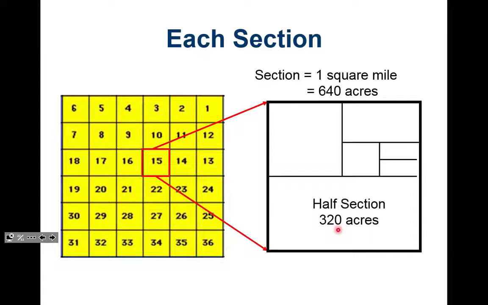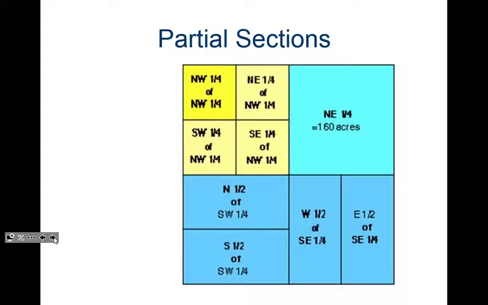You can have a half section, which would be 320 acres, a quarter section. You can break up a quarter into a couple different ways. These partial sections, so notice we are looking at the southeast quarter, right? Southeast quarter of this larger northwest section. Let's do another one. Southwest quarter, northwest, southwest quarter of the northwest quarter, northwest quarter of the northwest quarter, and so on and so on.